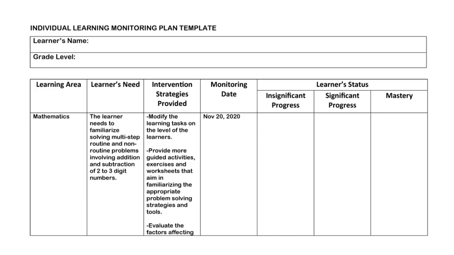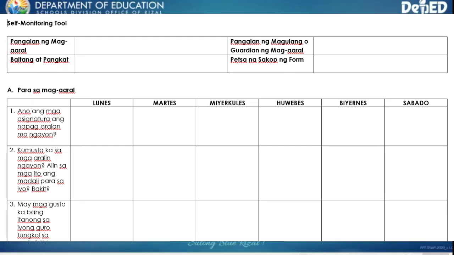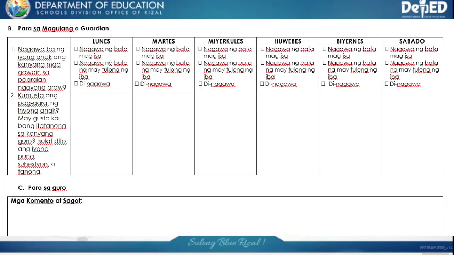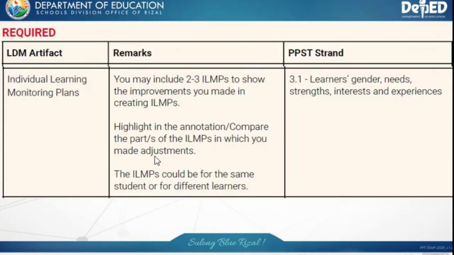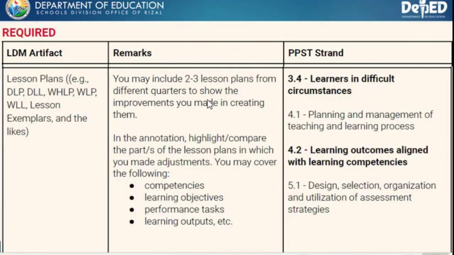Dito po natin na monitor yung development ng bata kung nagagawa ba niya yung isang activity, tapos kung kailan niya nagawa. Nilalagay din natin dito yung date kung kailan niya dapat ito natapos, tapos may remarks yung magulang, etc. So yun po. So pwede pong ito po ay sa isang estudyante, yung talagang sinusubaybayan ninyong bata, or pwede rin po na for multiple or different learners. So ang required lang naman is 2 to 3 ILMPs. Okay po. So next one is the lesson plans.